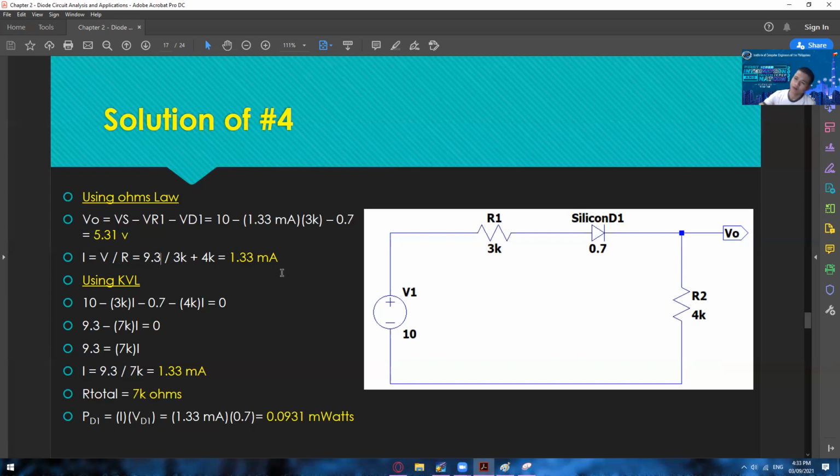So I hope you guys have already realized that the voltage on our diode is like another voltage, wherein here we have negative, positive, and then this one is positive, negative, so different polarity. The higher voltage is the one that will dominate the flow of current. So that is why we have 10 minus 0.7, that is now the V total. So 9.3 divided by the total resistance, which is 3k plus 4k. As a result, we have 1.33 milliampere. Then just substitute that in here, and you will now get this value, which is 5.31 volts.